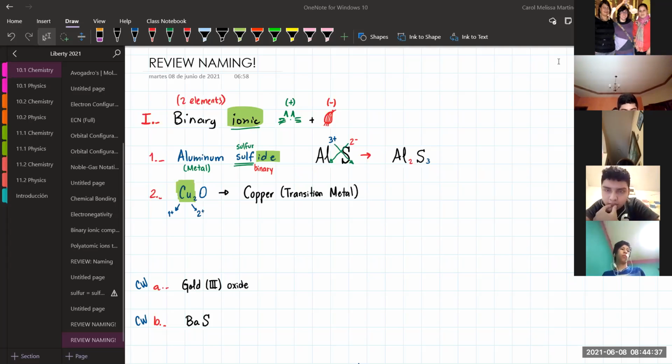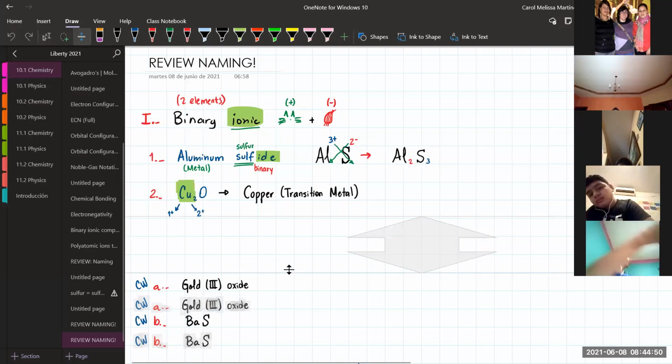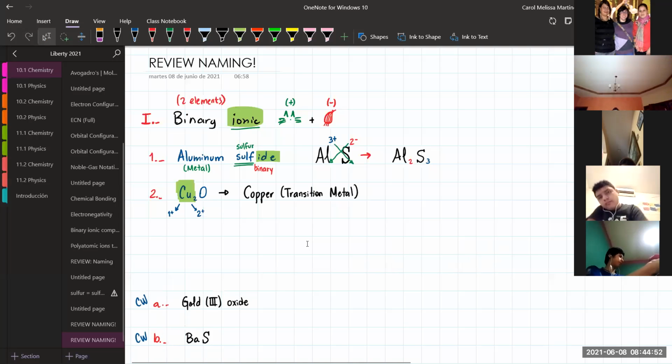So to know which one is the one that is in the formula, I could try mixing the two coppers. I'm going to try forming two different compounds with the two different coppers.